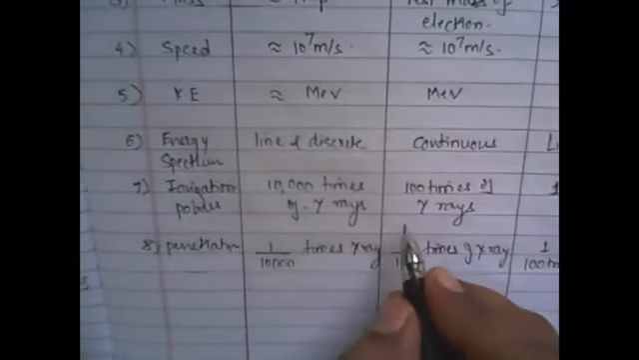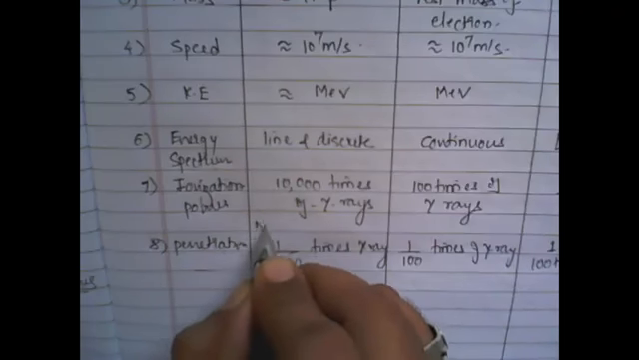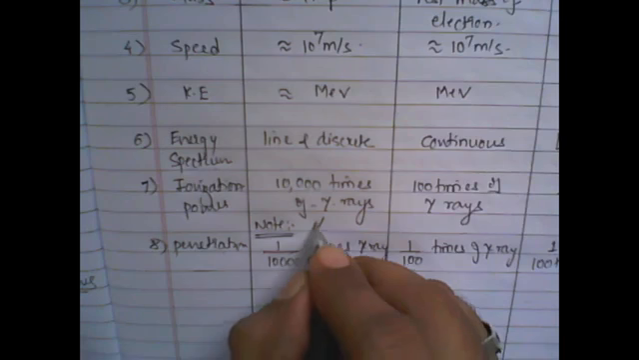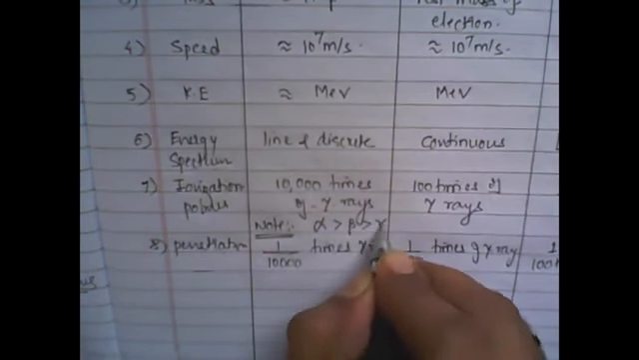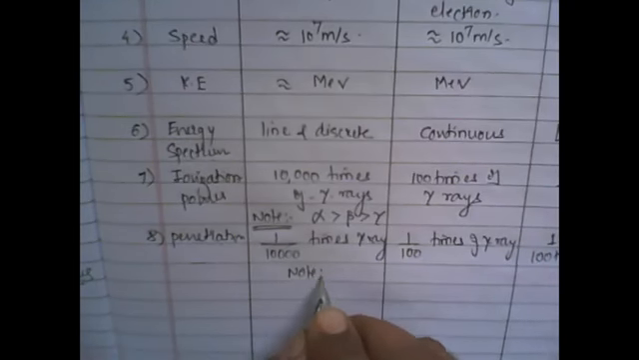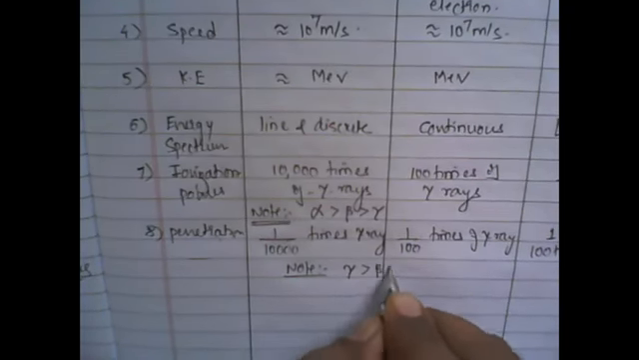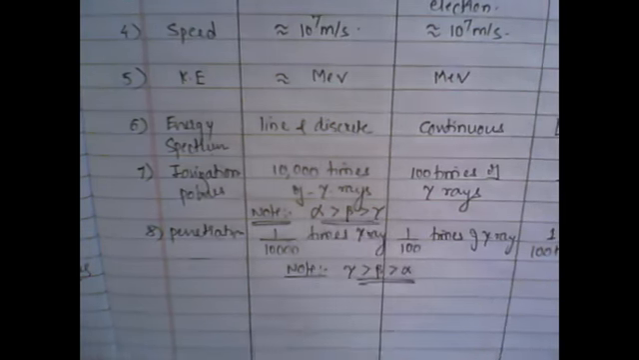So from here what we can say is, if I make a note for ionization power, alpha has the highest ionizing power, beta is intermediate, and gamma is the least. But if I talk about the penetrating power, I can make a note that gamma has the highest penetrating power, beta is intermediate, and alpha is the least. These are the important things that you should know.